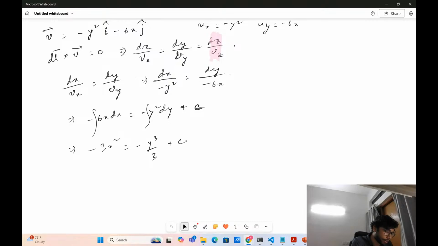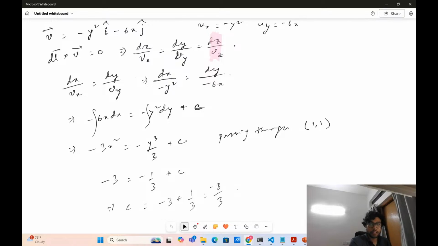Now, if you are told what should be the equation of a streamline passing through a given point, let's say passing through the point 1 comma 1, then you just put the values of x and y over here as 1 and 1. So minus 3 equals minus 1 by 3 plus c. And then you can get the value of c, which is minus 3 plus 1 by 3, minus 8 by 3.